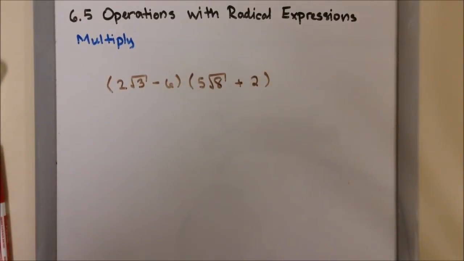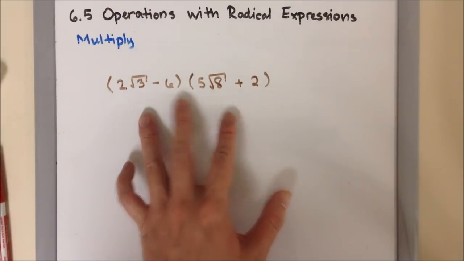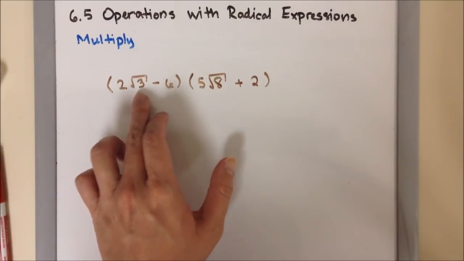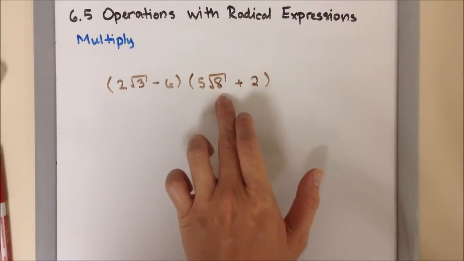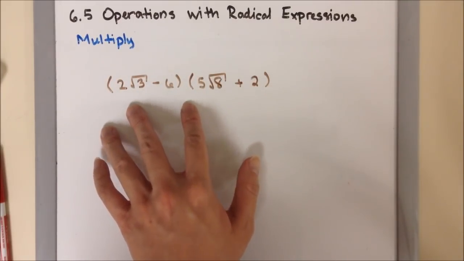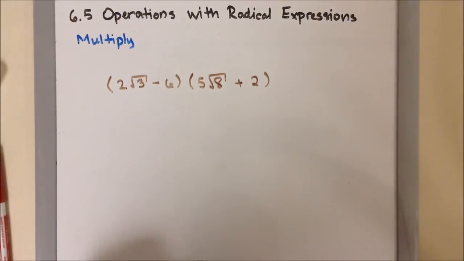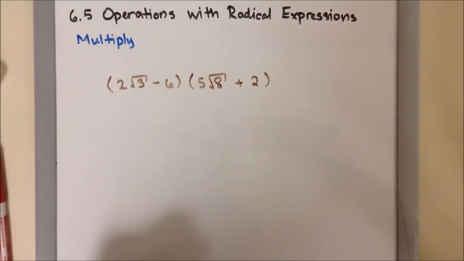Alright, in this next example, I have two binomial terms that are multiplying each other. 2 square root 3 minus 6 is multiplying with 5 square root 8 plus 2. So when you see a problem like this, you're going to have to FOIL, or you could use the box method. Again, whichever method doesn't matter to me as long as you multiply correctly.